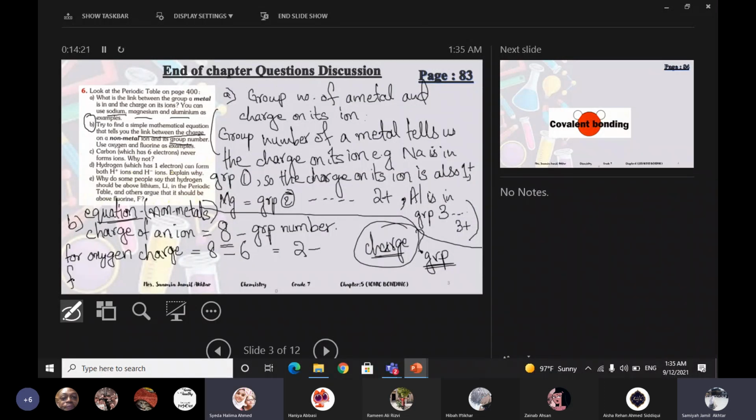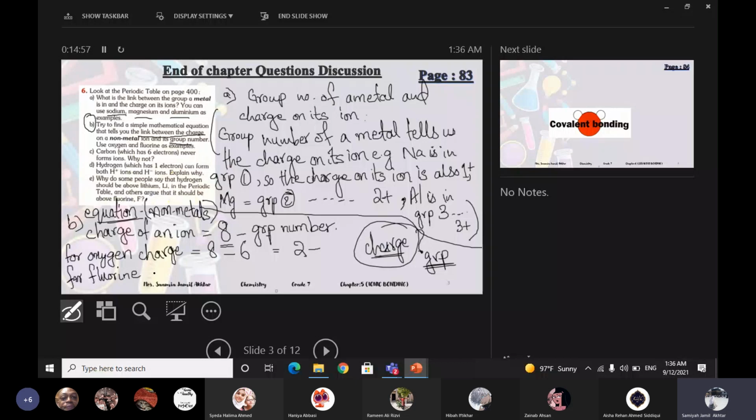Teacher, I'm kind of confused about the formula, 8 minus group number. Why are you confused, beta? This is a simple formula. 8 minus group number. 8 is the maximum number of electrons. It's always going to be 8, because in the second shell and in the third shell, a maximum of 8 electrons can come. So it's always going to be 8. 8 minus group number, whatever group they are present in.